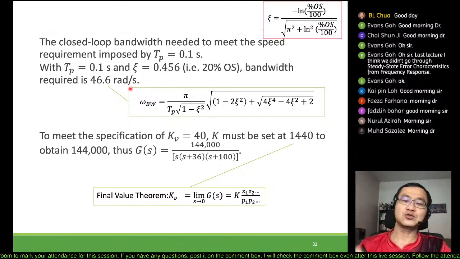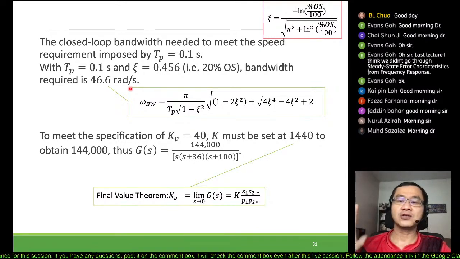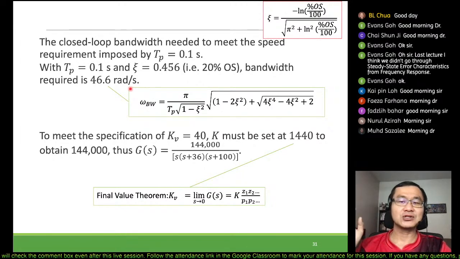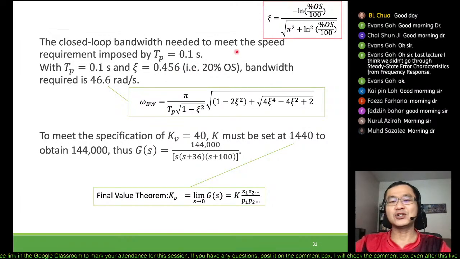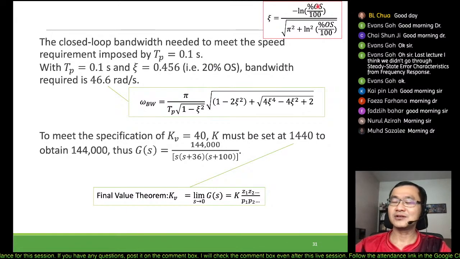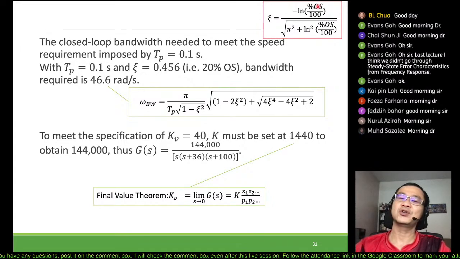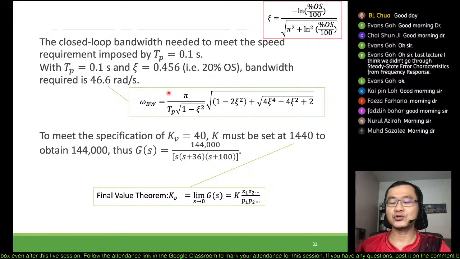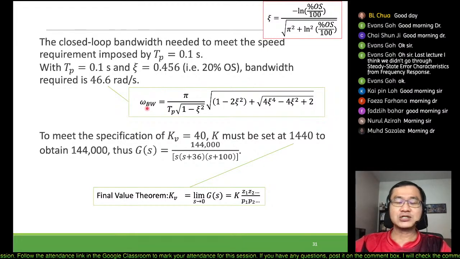So you can try putting in your values later on, on your own. Make sure you try it so that you get familiar with putting in the values, whether for the percent overshoot you should put 20 or 0.2. I leave it to you to figure out. You have to try it so that you will know what value you will get in order to get this 0.456. So you try to put in all those values.